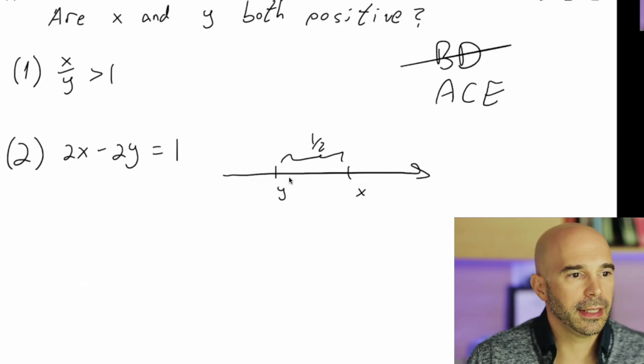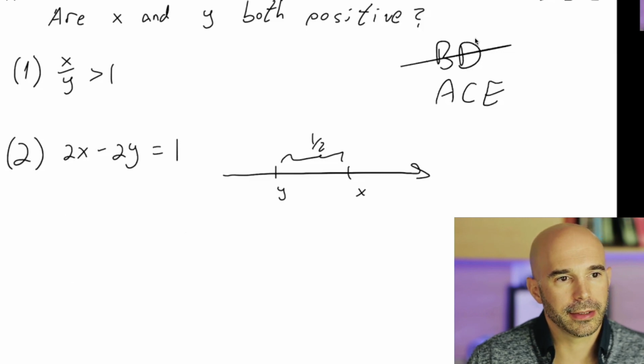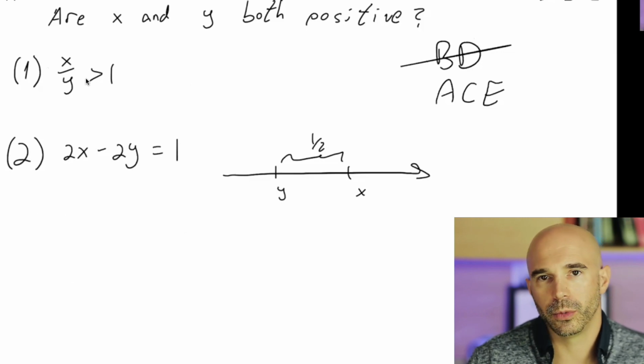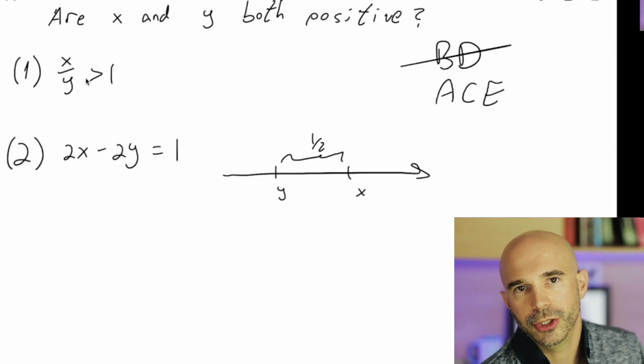So we've evaluated statement 2, and we've established fairly quickly that it's not sufficient on its own. Now let's talk about statement 1. Statement 1 is giving us a ratio.